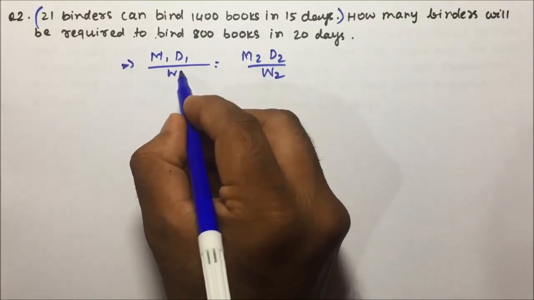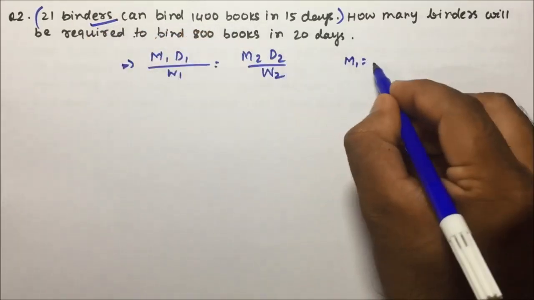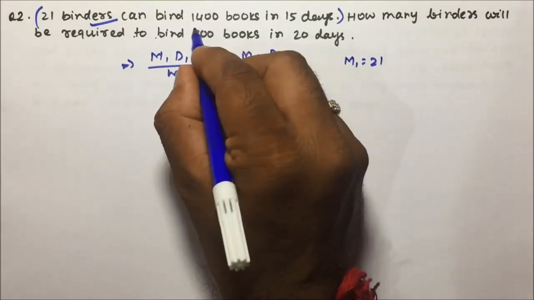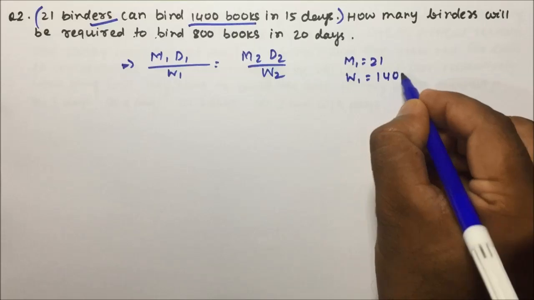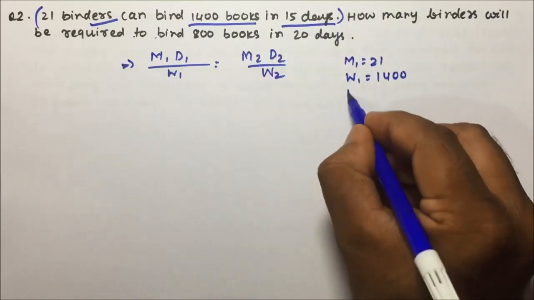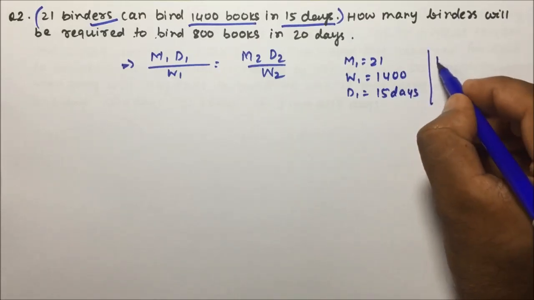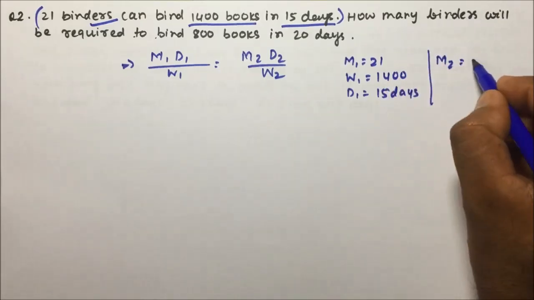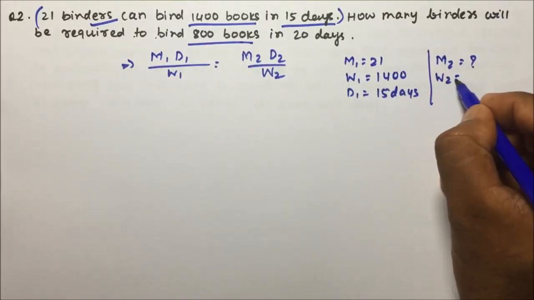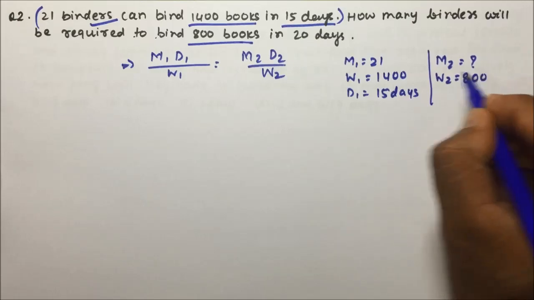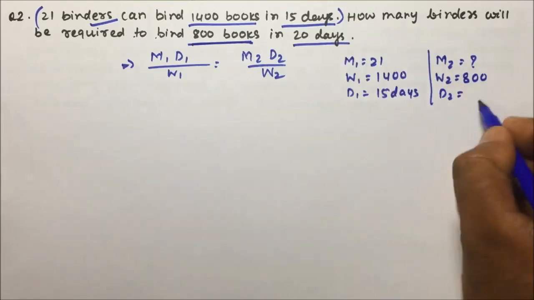Now here we have M1 D1 by W1. What is M1? 21 binders. So number of men is 21, and they are able to bind 1400 books. So binding 1400 books is nothing but work. And how much time? If we talk about the days, then days is 15 days. Now M2: how many binders? M2 you have to calculate, will be required to bind 800 books. So work will be 800 because they are going to bind 800 books, and days will be 20 days.